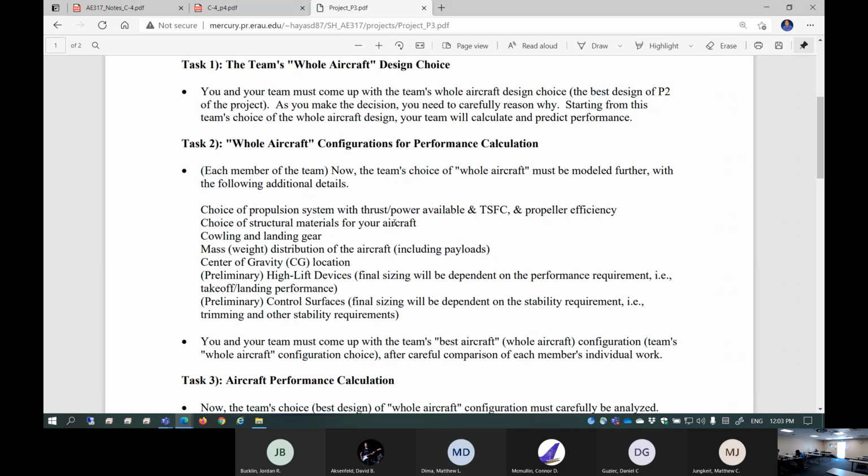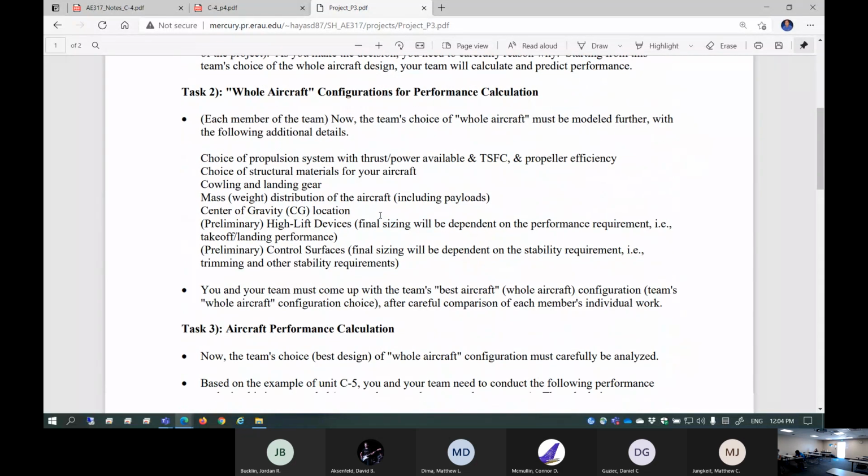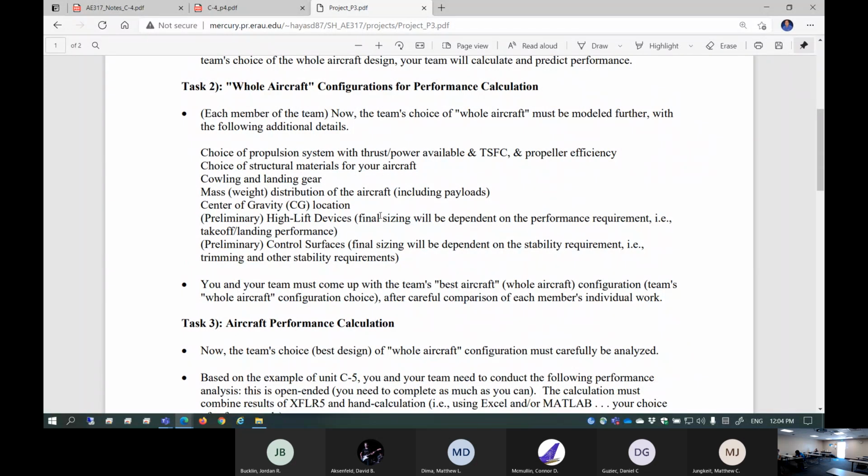Then, of course, the choice of propulsion system is going to determine TSFC, BSFC, propeller efficiency. So in other words, thrust or power available is going to come into play once you choose your propulsion system. And also, thrust/power required is essentially how good your airplane is. If your airplane is pretty bad, this is pretty high value. Okay? And you're going to begin integrating structural materials that actually determines the weight of your airplane.